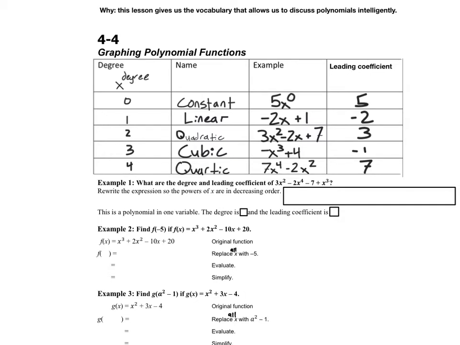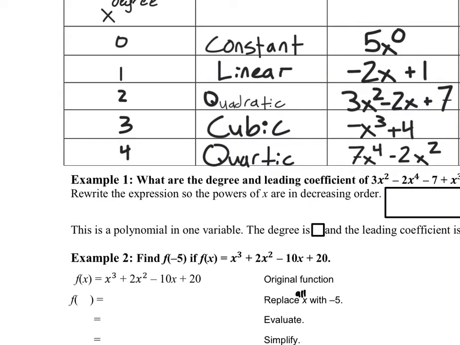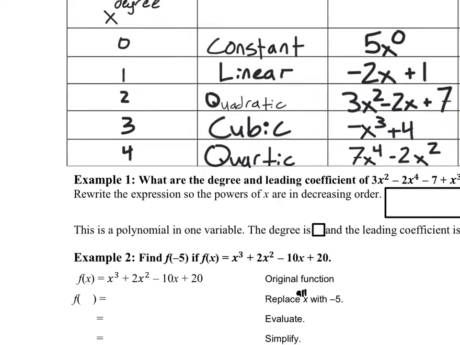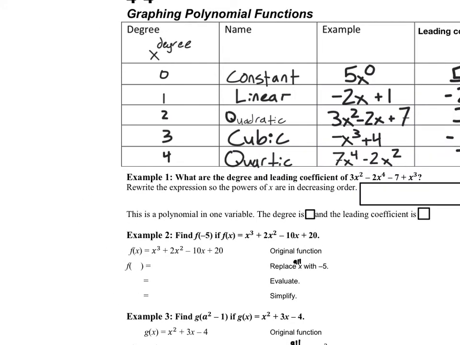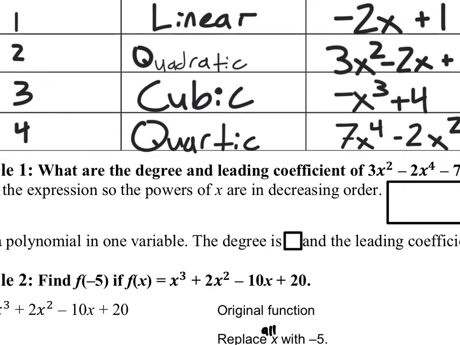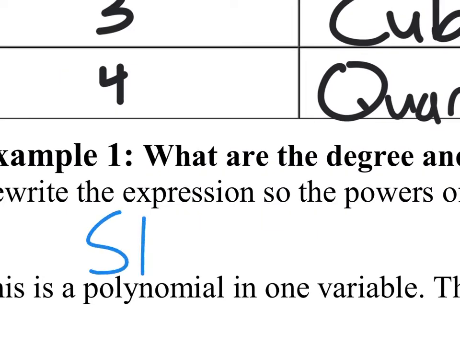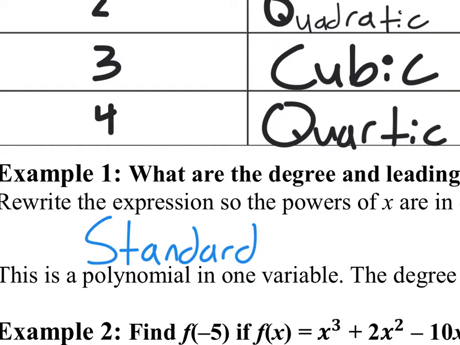Example 1. What are the degree and leading coefficient of 3x squared minus 2x to the fourth minus 7 plus x cubed? Now notice below it says, rewrite the expressions so that the powers of x are in decreasing order. This is called standard form. You may be familiar with it. We've talked about the word standard form for multiple types of equations.